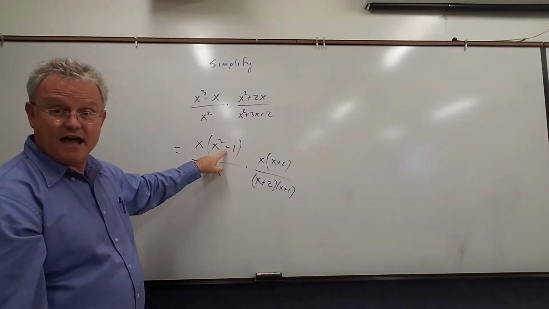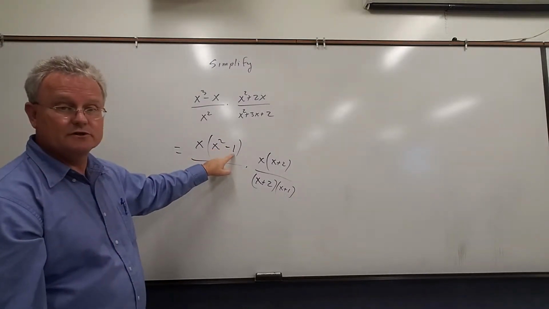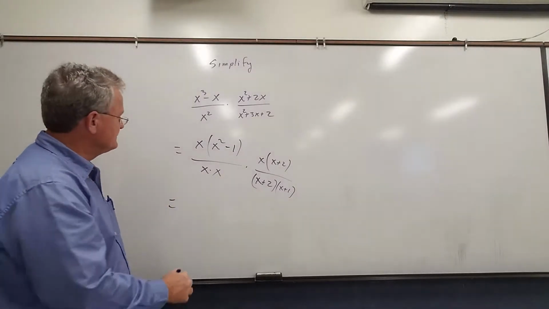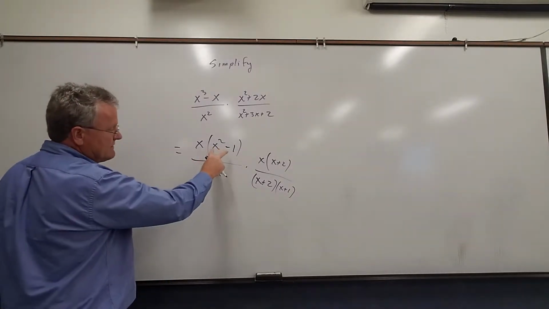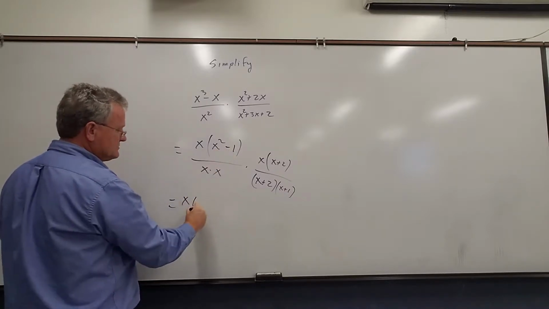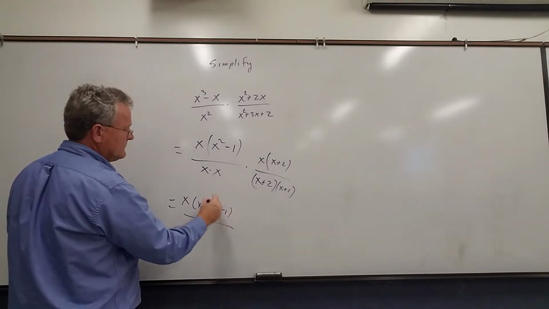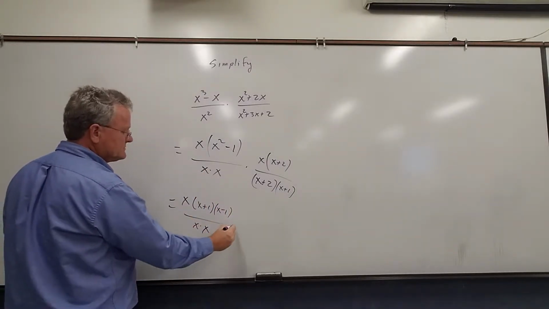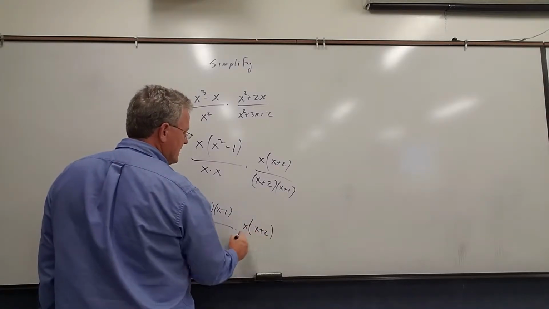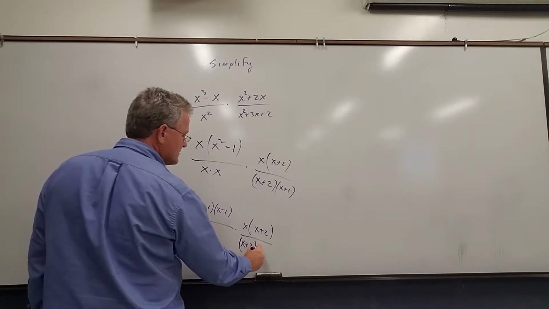Now before I cancel, let me go one step further. This can factor more. This is the difference of two squares. So let me factor that a little more and then we'll cancel. So we get x, and this is the difference of two squares, so this factors to x plus 1, x minus 1. Then we have x times x. Here we have x times x plus 2. And let me just rewrite that, x plus 2 times x plus 1.